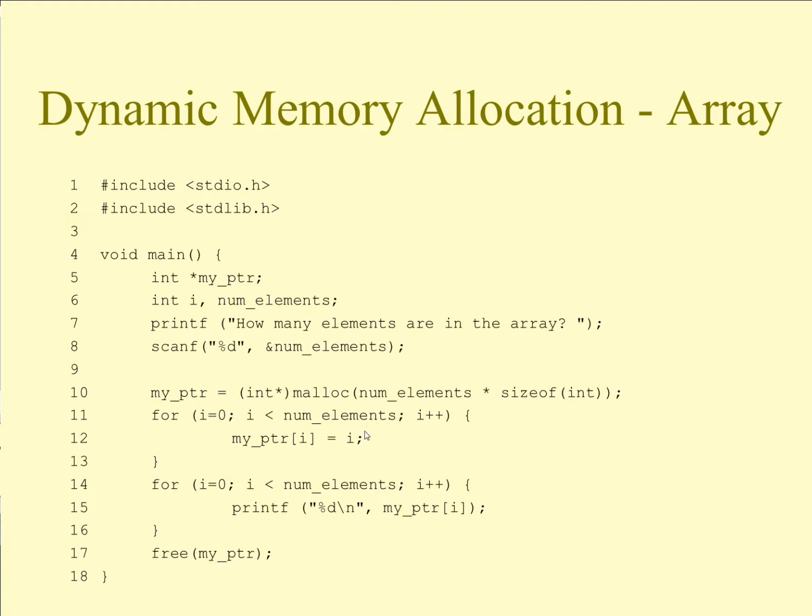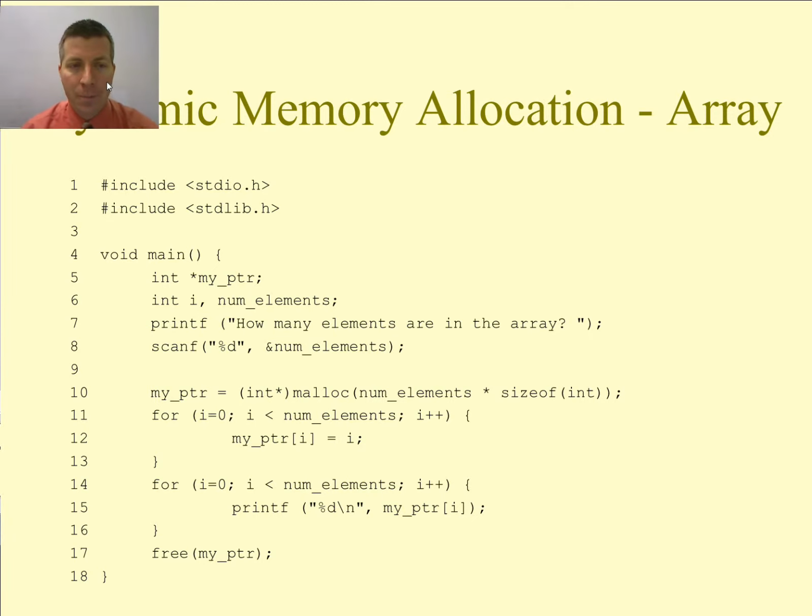I go up to the number of elements and I just assign a value into each one of those elements, print it all back out, make sure that it works, and then line 17, make sure that you free up the space that you have dynamically allocated. What this allows us to do now is to create an array and dynamically determine at runtime how many elements we are going to have in that array.